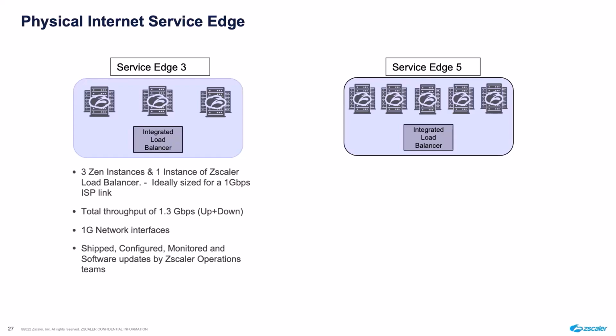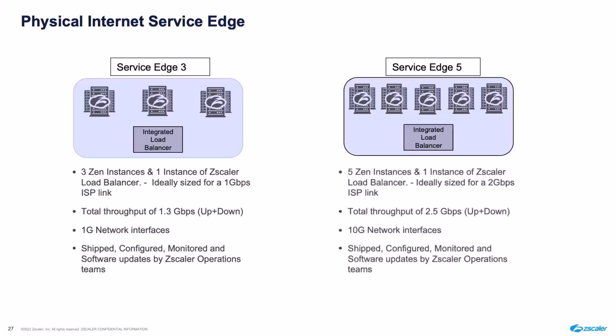You would always deploy these in pairs. So you would actually end up with 6 instances and the load balancers run active-active. And we will load balance across all 6 instances to give you higher throughput and capacity.